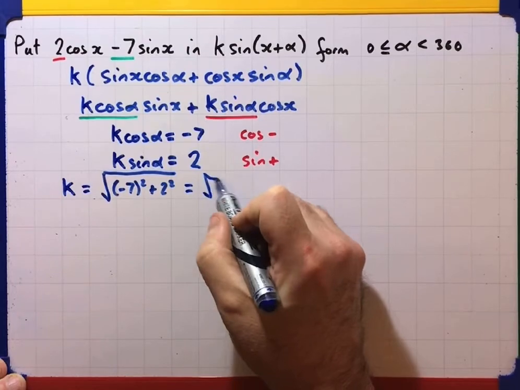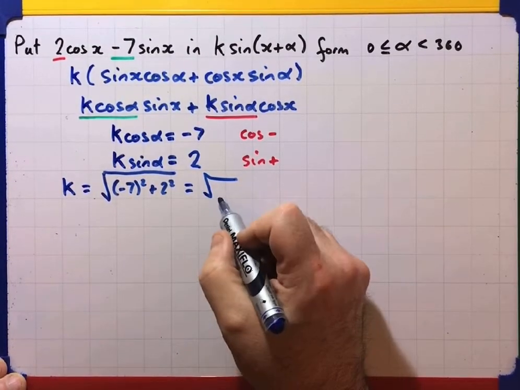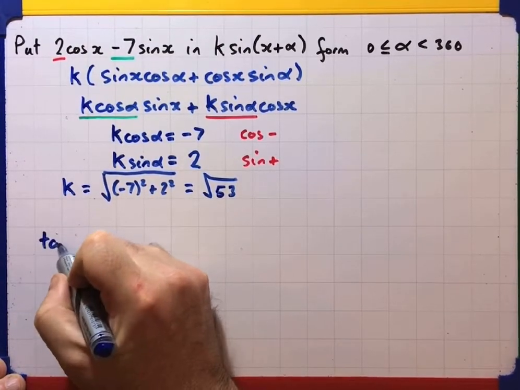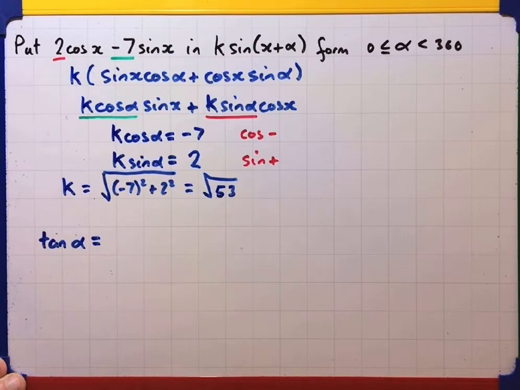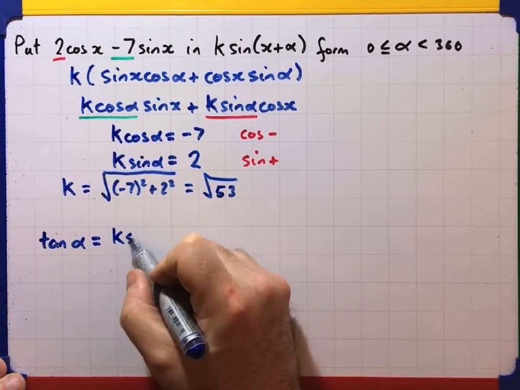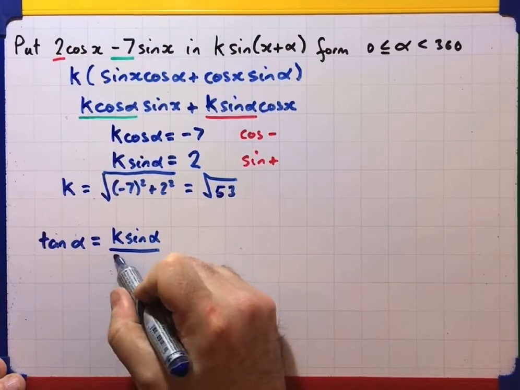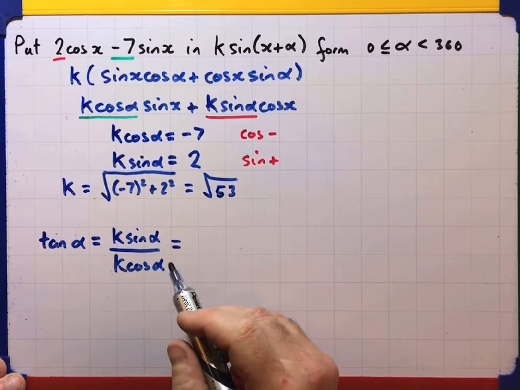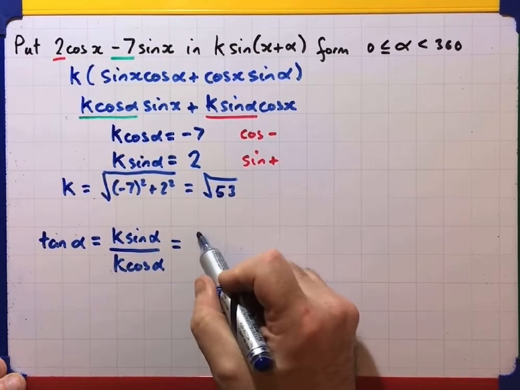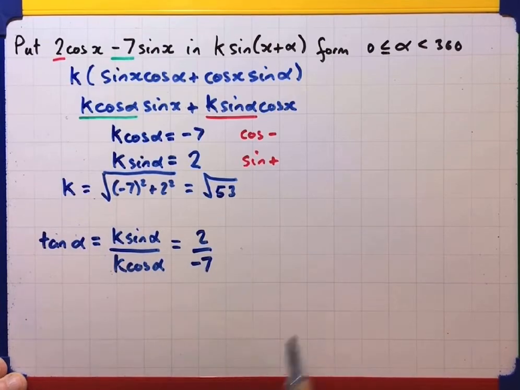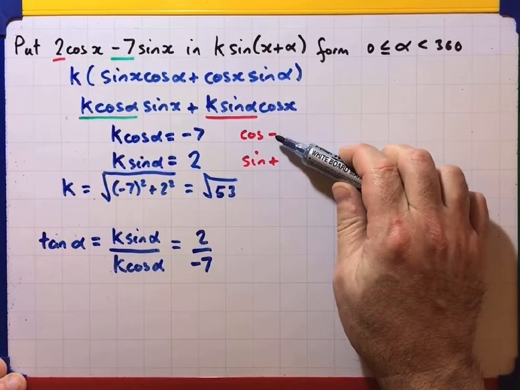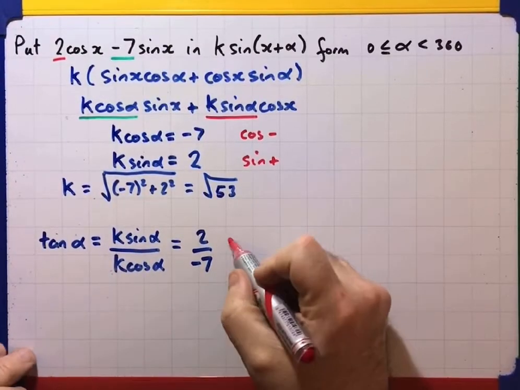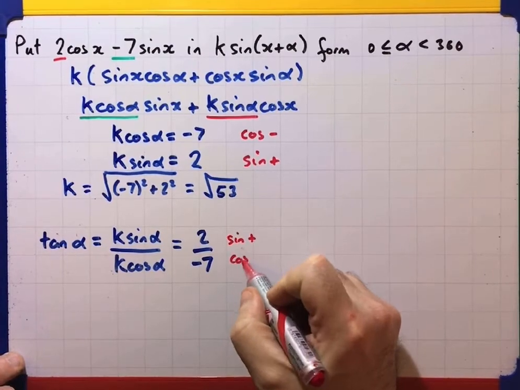If we work that out, it gives us what? 49 and 4, 53. Root 53. Then remember, we've got that tan alpha is equal to k sine alpha over k cos alpha. Okay, which k sine alpha is 2, k cos alpha is minus 7. But remember, more than that, the cos is negative, the sine is positive. Yeah? That sine is positive, cos is negative.